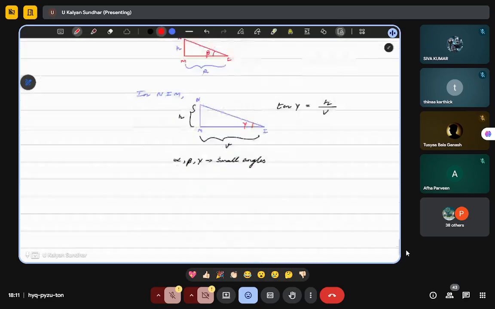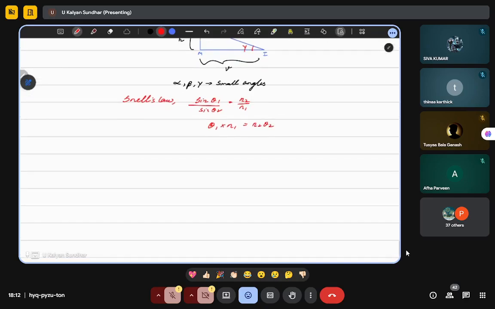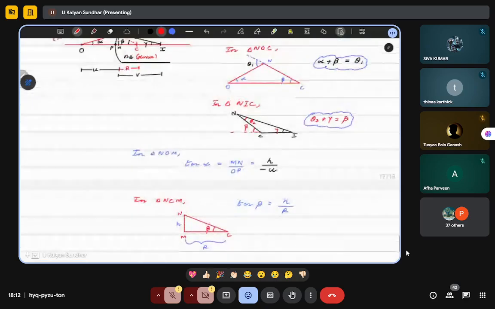Correct? Now comes your Snell's law. What is your Snell's law? Mu2 by mu1 is equal to sin i by sin r. Sin i is theta 1, sin r is theta 2. So sin theta 1 divided by sin theta 2 will be equal to n2 by n1. The angle is small, so theta 1 into n1 will be equal to n2 into theta 2. Correct, sir?